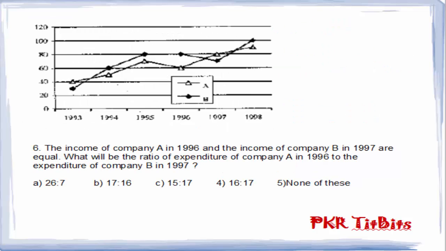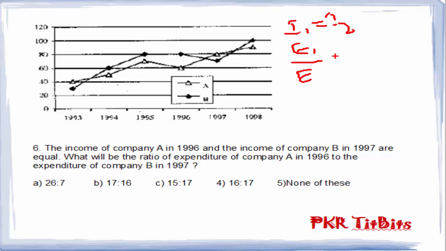So coming to the next question. Here company A is represented by this symbol and company B by this symbol. Varying from 93 to 98, company A has profit percentage from 0 to 120. The income of company A in 1996 and the income of company B in 1997 are equal, so I1 is equal to I2. What will be the ratio of expenditure of company A in 96 to the expenditure of company B in 97, so E1 by E2.